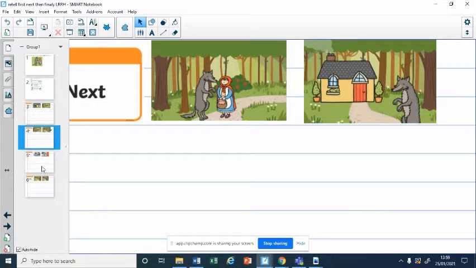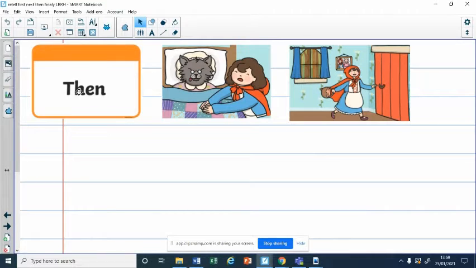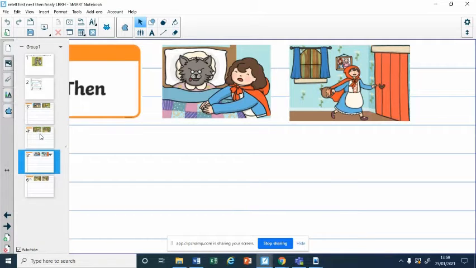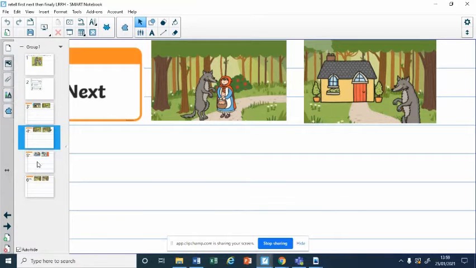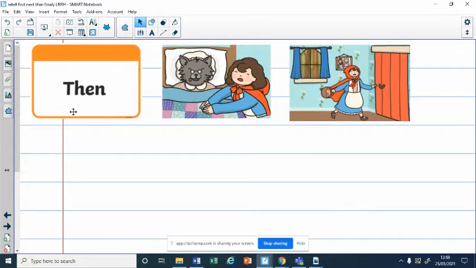Today we are going to think about then. What happened then? So we're thinking about something that happens then. So we just looked at next, Little Red Riding Hood met a big bad wolf in the forest, and the big bad wolf rushed ahead to get to Grandmother's house before her. Then the big bad wolf hid Grandma in the closet and dressed up as her in the bed.